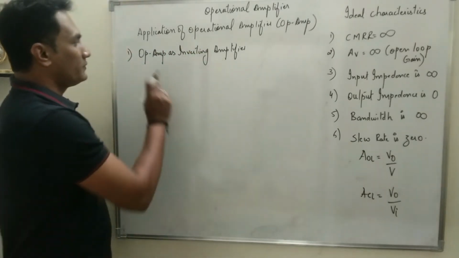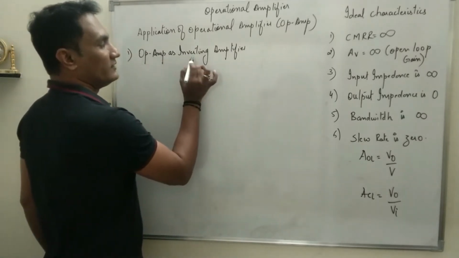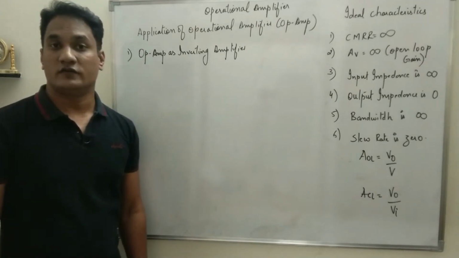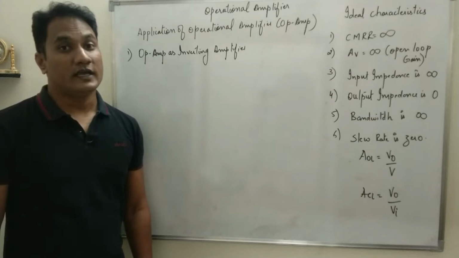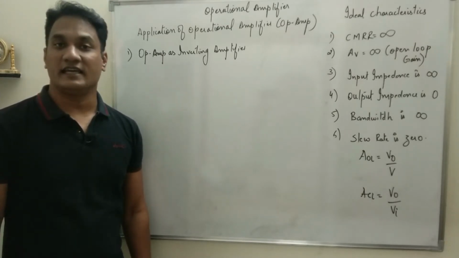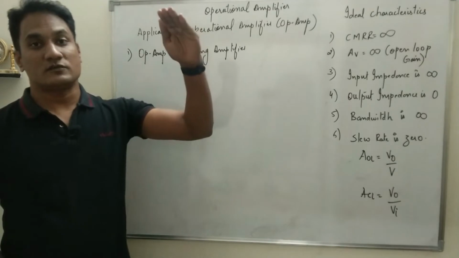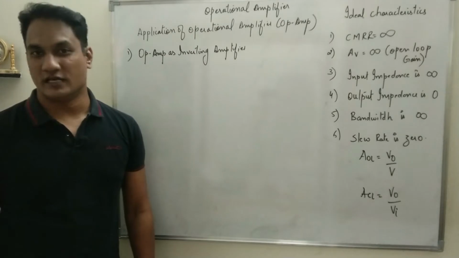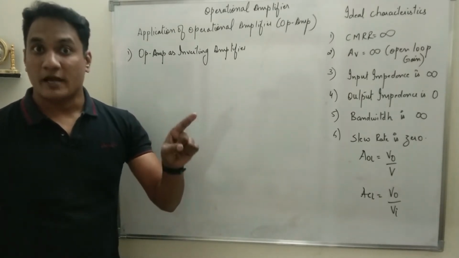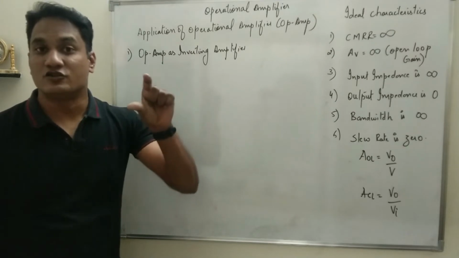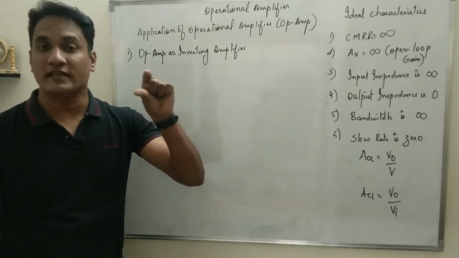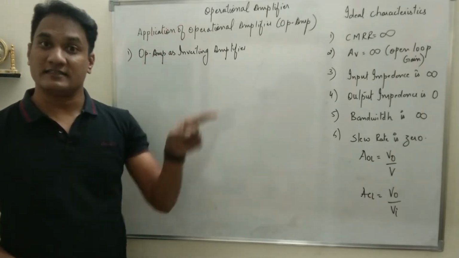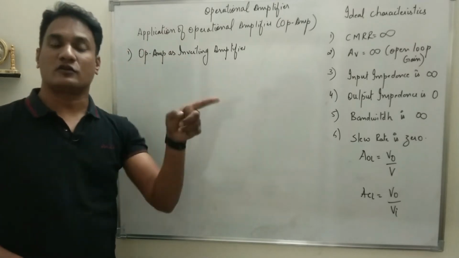There are two terms, inverting and amplifier. In the previous video, we understood that in open loop gain, the gain is infinite, and when the gain is infinite, the output will be either plus VCC or minus VCC, plus saturation or minus saturation. So it cannot be used as an amplifier. For op amp to be used as an amplifier, the gain should be finite. How can the gain be finite? By applying closed loop gain. That means there should be a feedback resistance connected from output back to the input.